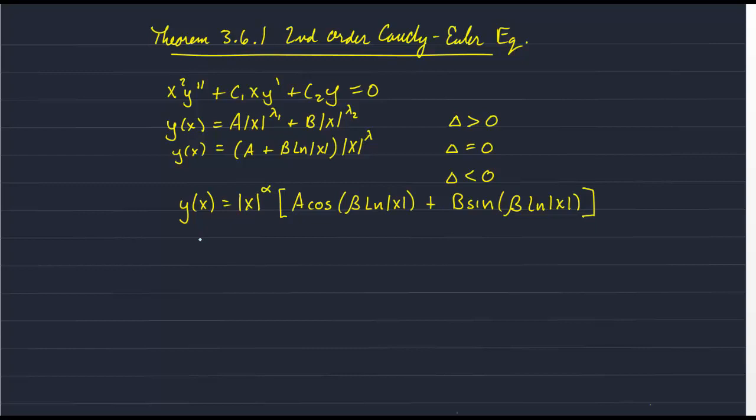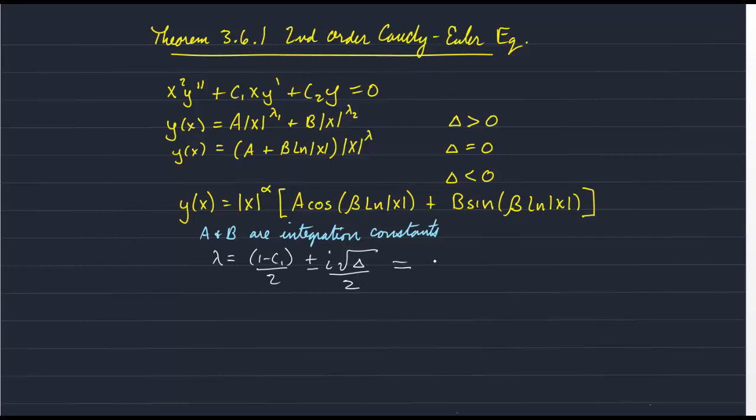So for the constants, a and b are the integration constants, and those are the constants that you would solve for when solving for a particular solution. And let's define alpha and beta next. So remember, lambda was equal to (1 minus c1) over 2 plus and minus, and in the case in which delta was negative, we had i, the square root of negative 1, times the square root of delta over 2. And so alpha is simply the first term, that's (1 minus c1) over 2, and beta is the square root of delta over 2.